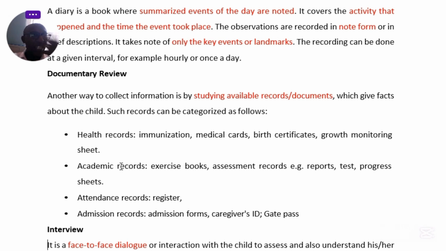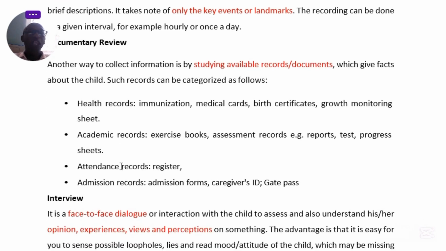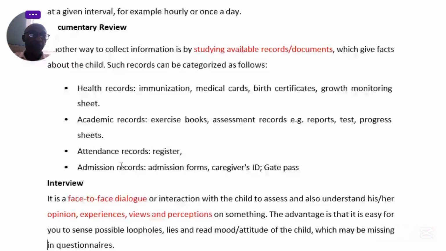It is not a direct observation approach or an indirect approach. You could collect academic records. You could collect the exercise book of the child, the homework books. You are observing documents. You look at the attendance register, and you can even fall back and look at the admission forms and the gate passes. So that is called a documentary review.